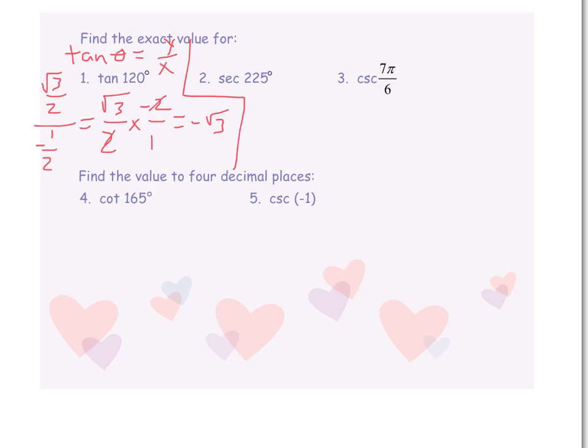I'm going to block that off, so you know that all goes with problem 1. Negative square root 3 is the exact tangent value for 120 degrees.